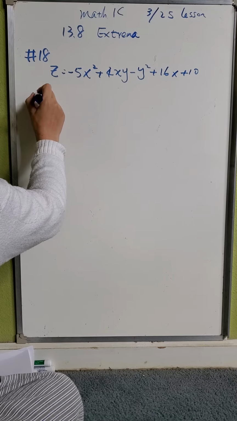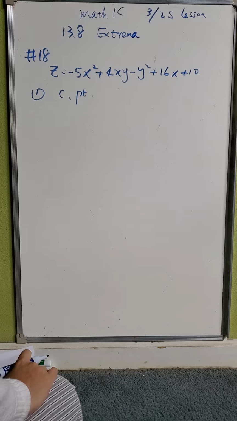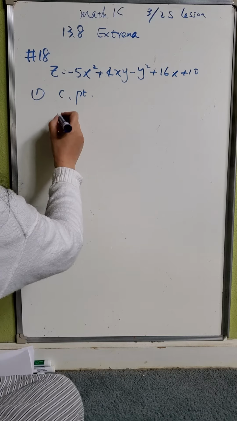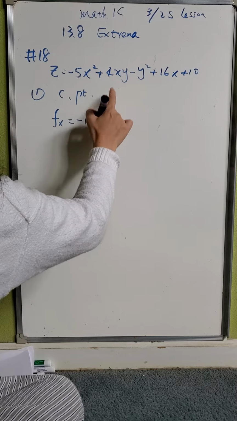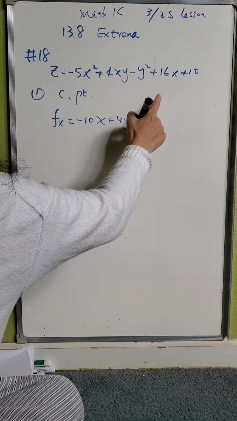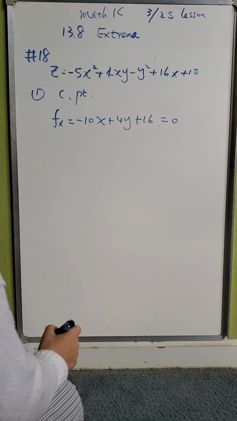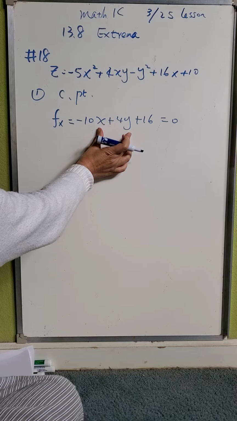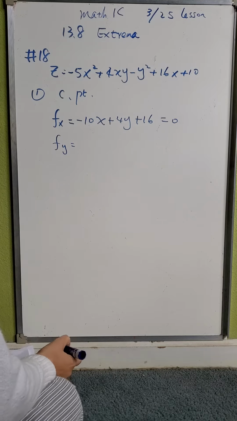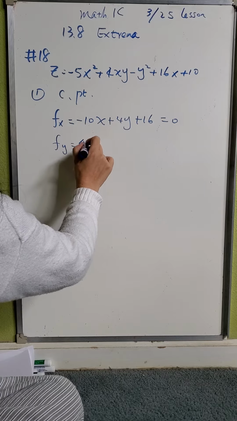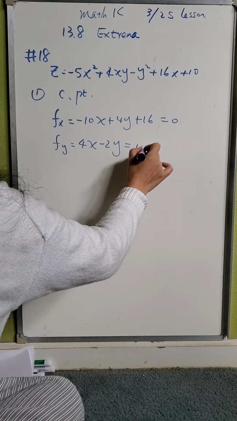So the first thing we should do is to find the critical point first. To find the critical point, we use the first derivative test. So you're going to go f of x, that's equal to negative 10x plus 4y plus 16. And then we set this equal to 0. But we couldn't solve yet because the x and y are two different variables. So we're going to get fy. Fy equal to 4x minus 2y equal to 0.